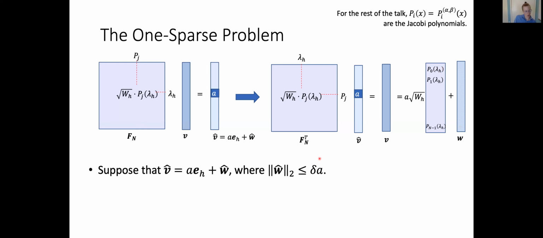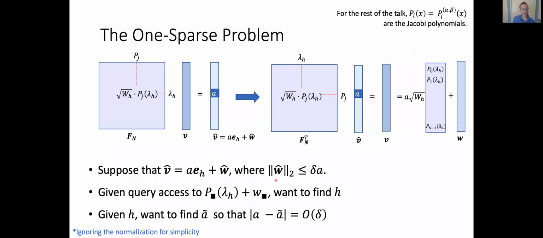And so our problem formally is that suppose that V hat is this one-sparse vector where the noise in W hat is not too big. And our goal is the following. Given query access to this vector plus noise, that is, I get to choose what I want to go in this little black box here, and I can say, all right, give me the ith polynomial evaluated at lambda h, give me the jth polynomial evaluated at lambda h, and so on, and I'm going to get that value plus a little bit of noise. Our goal is to find h. And then once we've found h, the one-sparse support, it's not too hard to actually find the magnitude at that value.